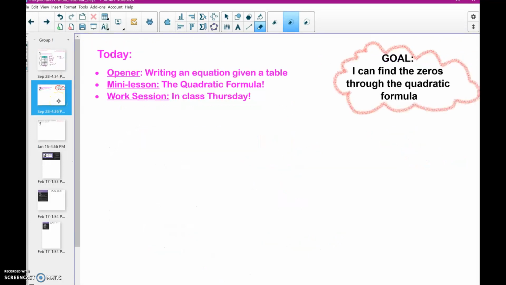So today we just wrote an equation given a table, a really important skill to have and to recognize. And our mini lesson is over the quadratic formula. Your work session will be in class on Thursday. So remember, you don't have anything else you have to do except take this notes page for Thursday.